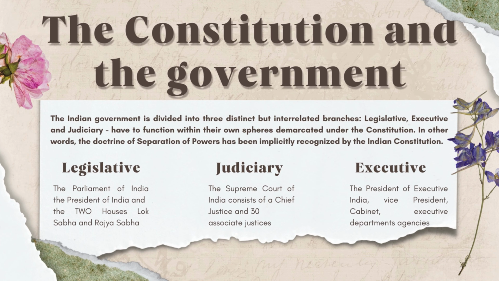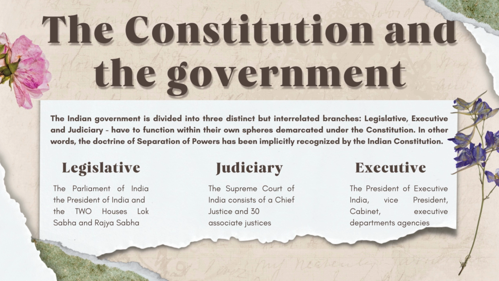The Constitution and the government. The Indian government is divided into 3 distinct but interrelated branches, which are the legislative, executive, and judiciary. They function within their own spheres, demarcated under the Constitution. In other words, the doctrine of separation of powers has been implicitly recognized by the Indian Constitution.